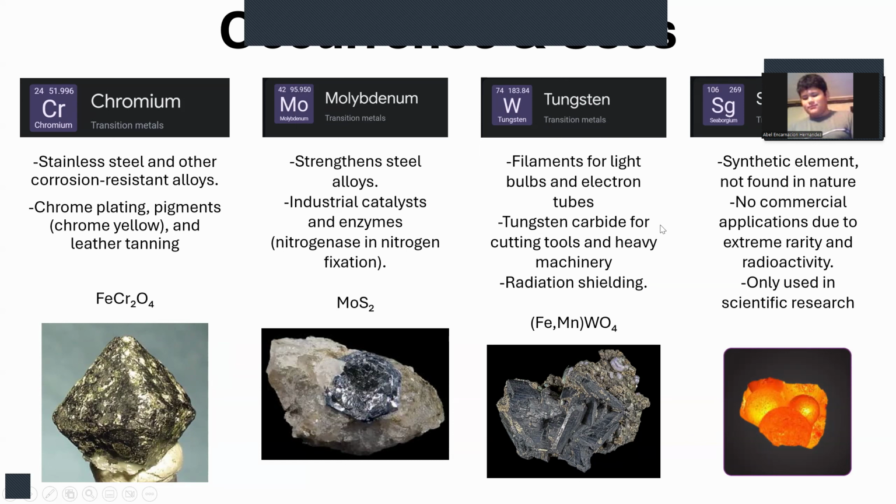Tungsten carbide is also used for cutting tools and heavy machinery, and also radiation shielding for medical settings or X-rays, or perhaps any other environment that would expose a person to radiation. This is the ore where you will find tungsten in nature. It's mostly a combination of oxygen with iron and manganese.